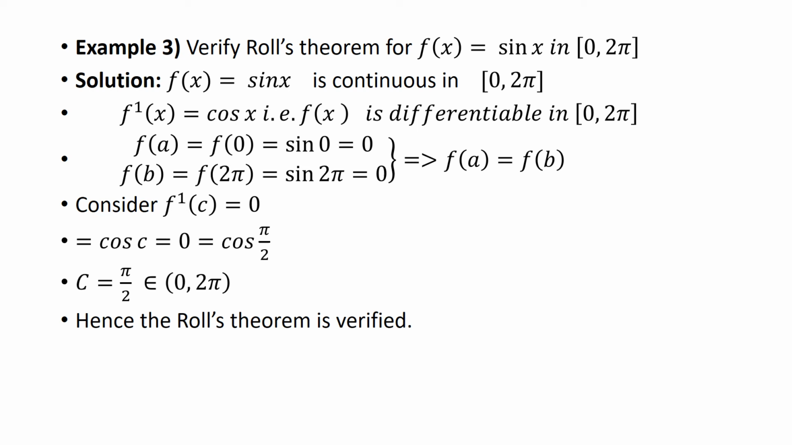Now we shall consider f dash of c equal to 0, which gives cos c equal to 0, equal to cos pi by 2. Therefore c is equal to pi by 2, and pi by 2 belongs to (0, 2 pi). Hence, Rolle's theorem is verified.